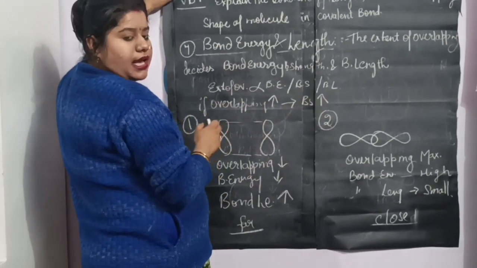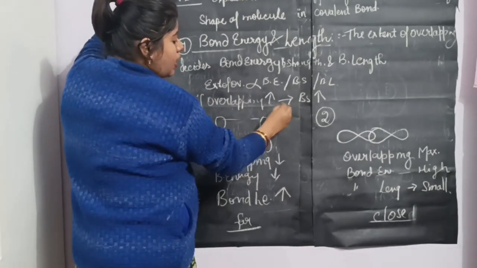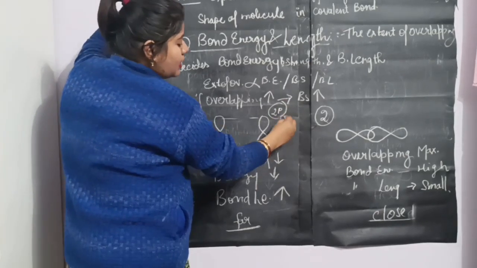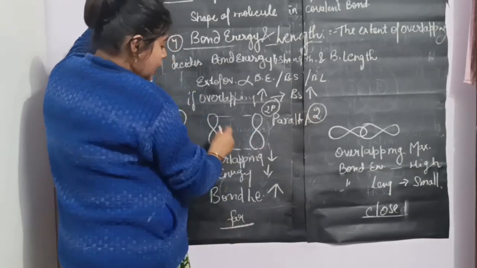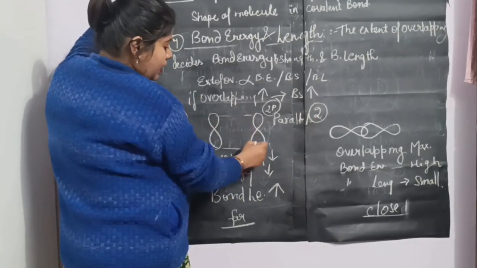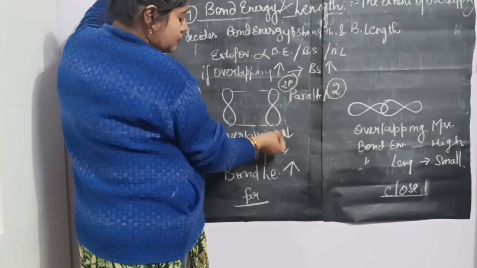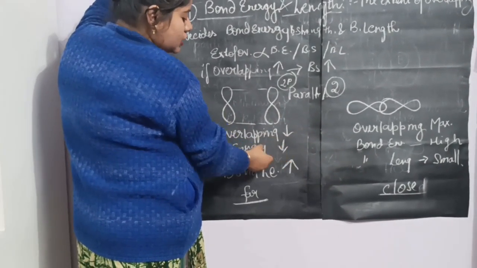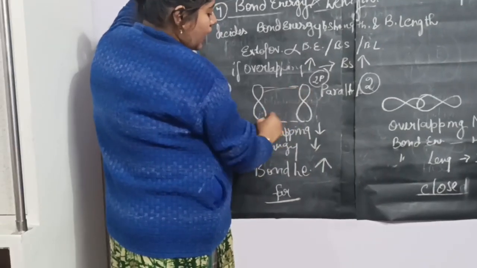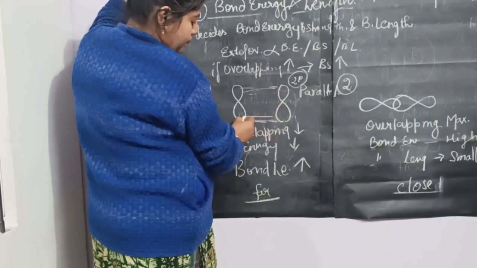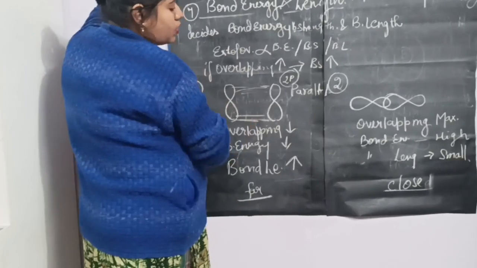Let me consider an example of 2p orbitals in a parallel region. The overlapping between these two 2p orbitals is so minimum. Overlapping is minimum, so bond energy would be minimum and bond length will be so high, because they are very far from each other.